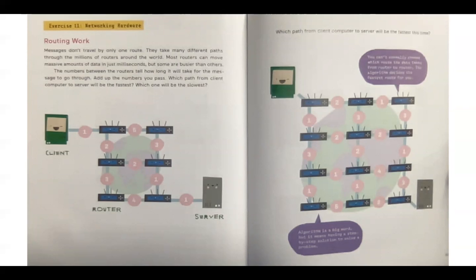Add up the numbers you pass. Which path from client to computer server will be fast? Which one will be the slowest? Which path from client computer to server will be the fastest this time? You can't normally choose which route the data takes from router to router. The algorithm decides the fastest route for you. Algorithm is a big word, but it means having a step-by-step solution to solve a problem.